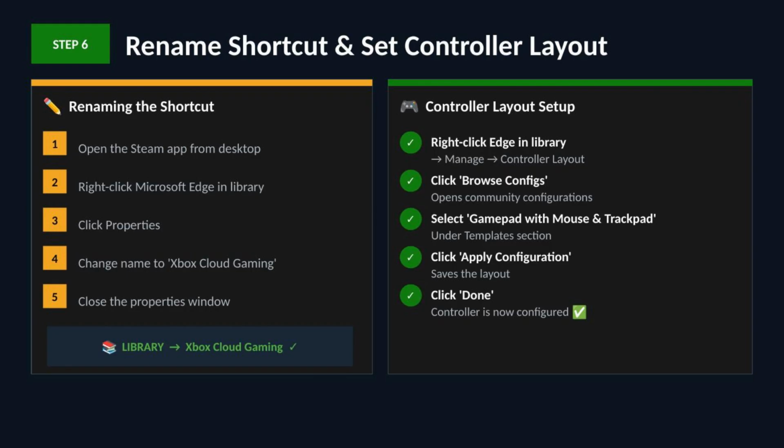Right-click Microsoft Edge again and go to Manage, then Controller Layout. Click Browse, select Gamepad with mouse and trackpad under Templates. This layout allows use of Steam Deck's built-in controls while navigating Microsoft Edge. Click Apply Configuration. Then Done to close the window.